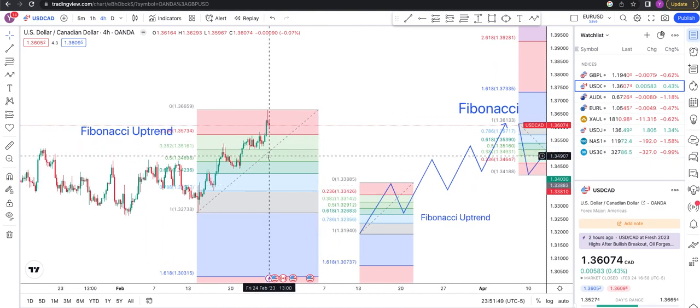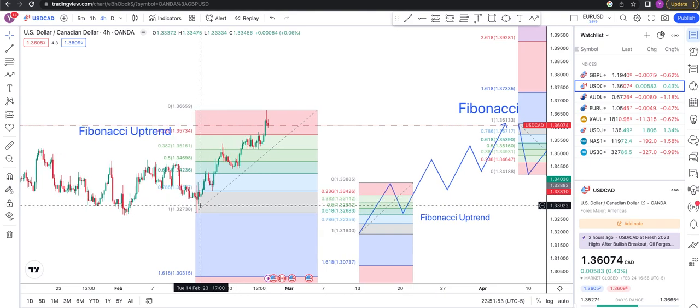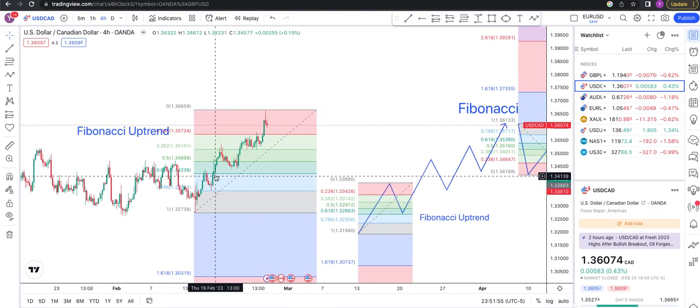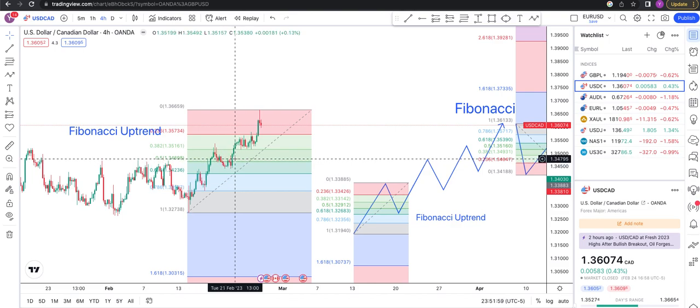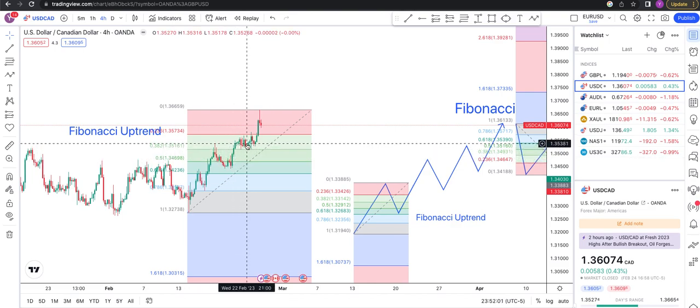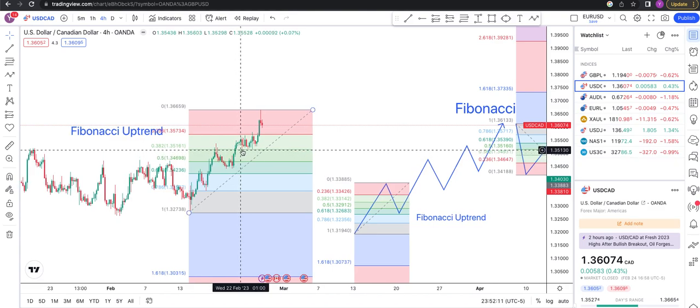Here's another example of a Fibonacci on an uptrend. It went up, it started consolidating right here around the 50, and then it pushed up. And this right here is when you should have looked to buy. As soon as this candlestick broke this red candlestick right here, that's where you should have looked to buy.